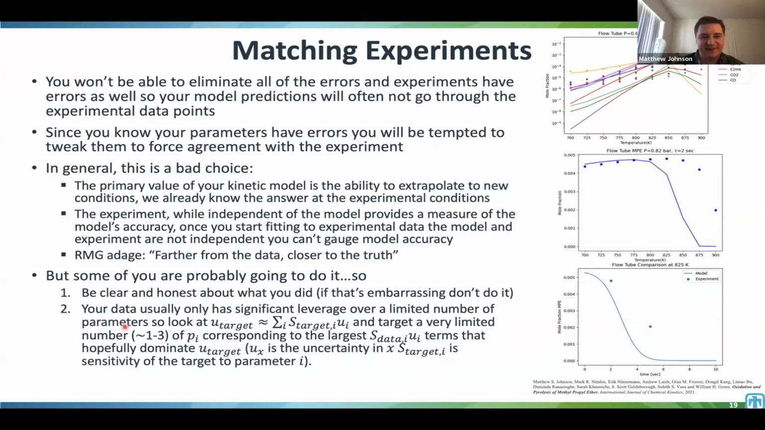What you really need to do this properly is look at your target, the uncertainty of your target, and look at what things are contributing to the uncertainty of your target, which can be approximated by the product of the sensitivity with respect to some parameter i and the uncertainty of that parameter. And you want to target a very limited number, so usually one, maybe two, maybe even three parameters that correspond to the largest terms in the summation that hopefully dominate this value. But in general, it is not recommended that you fit those parameters.